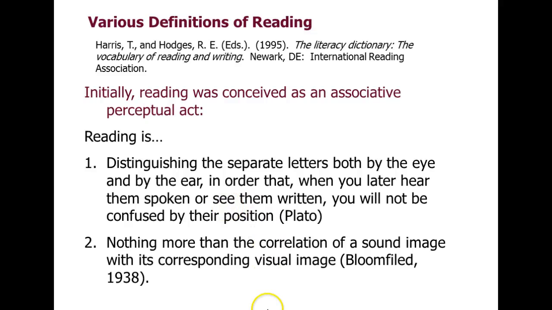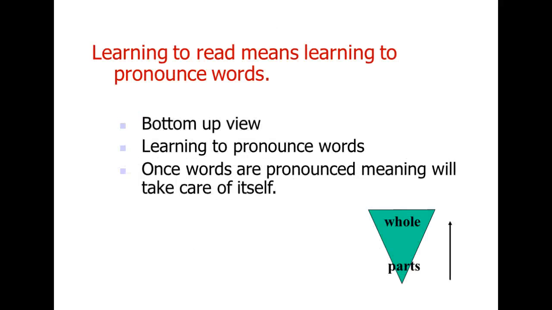Distinguishing the separate letters both by the eye and the ear, in order that when you later hear them spoken or see them written, you will not be confused by their position. That was way back from Plato's time. 1938: nothing more than the correlation of a sound image with its corresponding visual image. This basically sums up the part-to-whole concept that those two quotes represent.